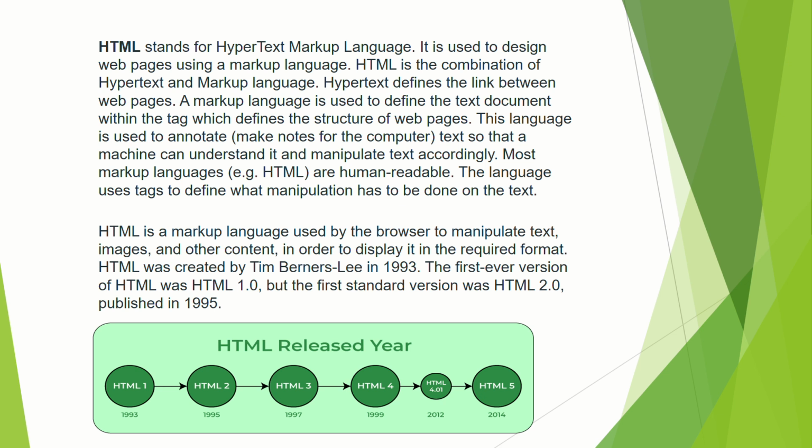HTML is a markup language used by the browser to manipulate text, images, and other content in order to display it in the required format. HTML was created by Tim Berners-Lee in 1993. The first ever version of HTML was HTML 1.0, but the first standard version was HTML 2.0, published in 1995. Below figure is the evolution of HTML from the beginning and now what we are using it.